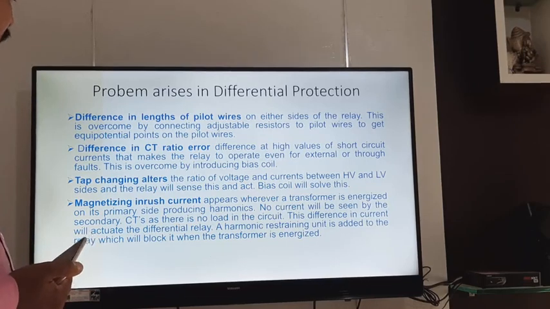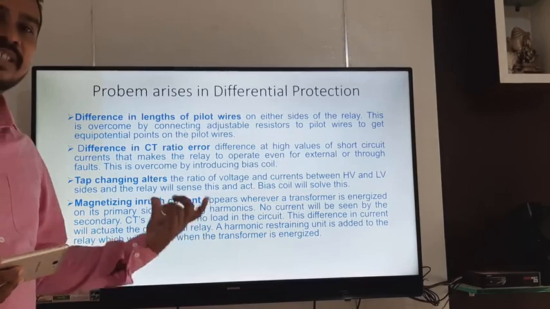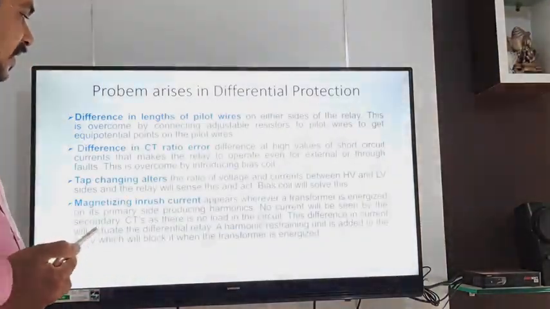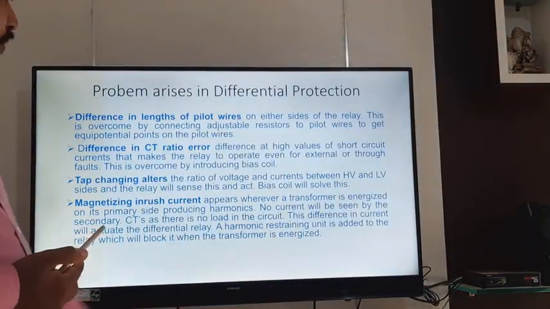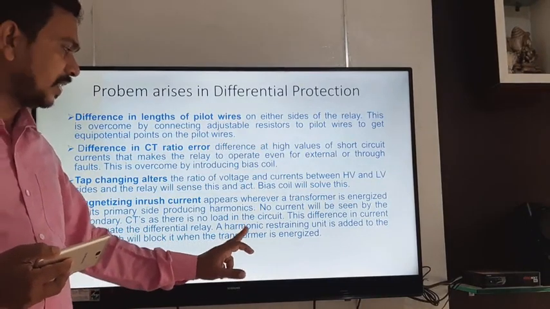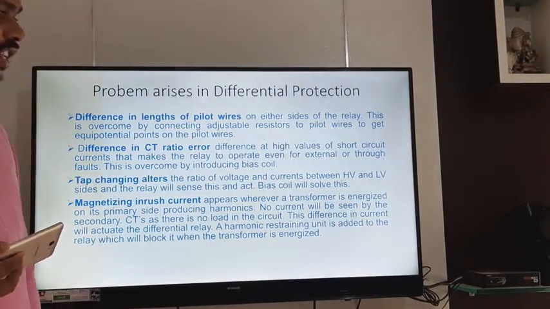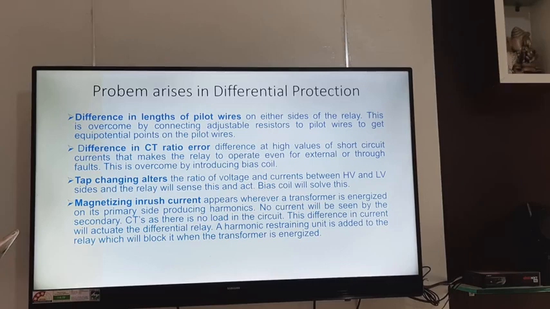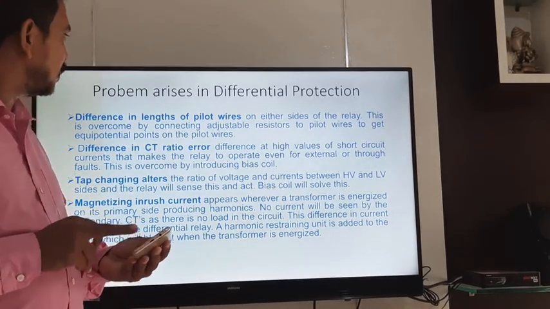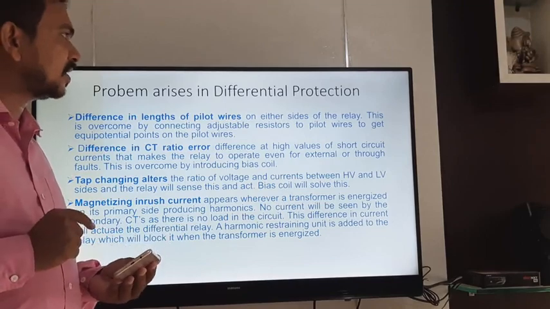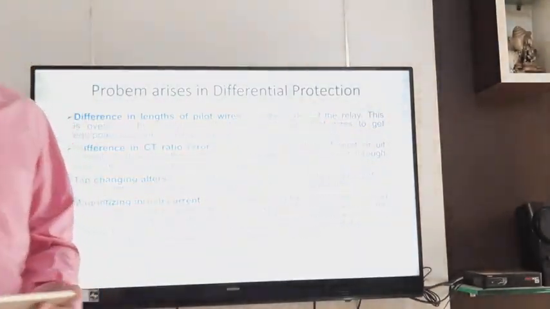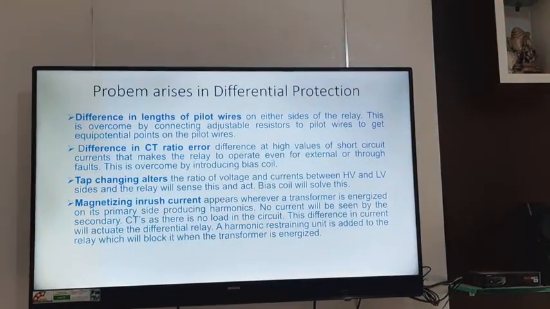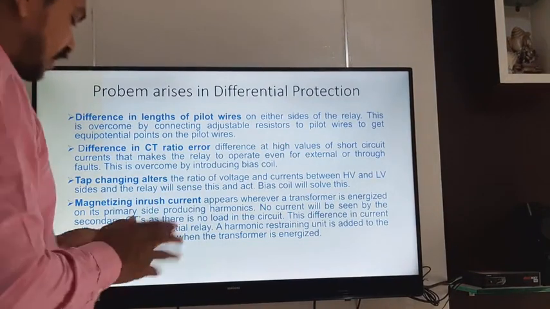This difference in current will actuate the differential relay. Due to this harmonic, the differential relay will actuate. So for overcoming this difficulty, we have to use the harmonic restraining unit, which will block the harmonics when the transformer is energized. Okay, so these are the problems that arise in differential protection and the remedies for them.